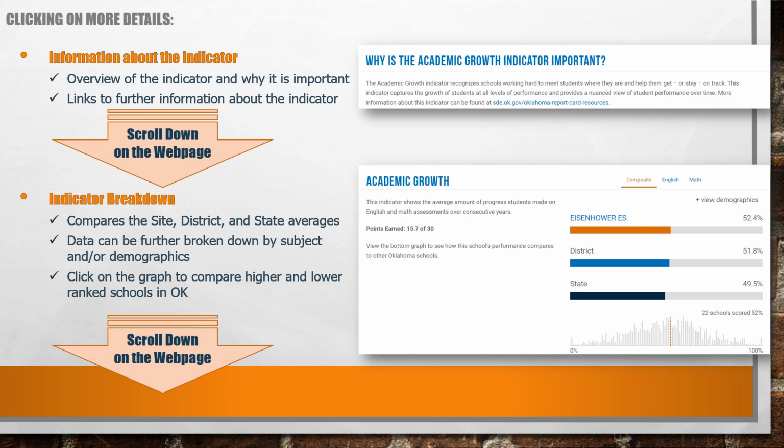If you continue to scroll down the web page, you'll see an indicator breakdown. This compares the site, district, and state averages. Data can be further broken down by subject and/or demographics. Click on the graph to compare higher and lower ranked schools in Oklahoma. Continue scrolling down the page.